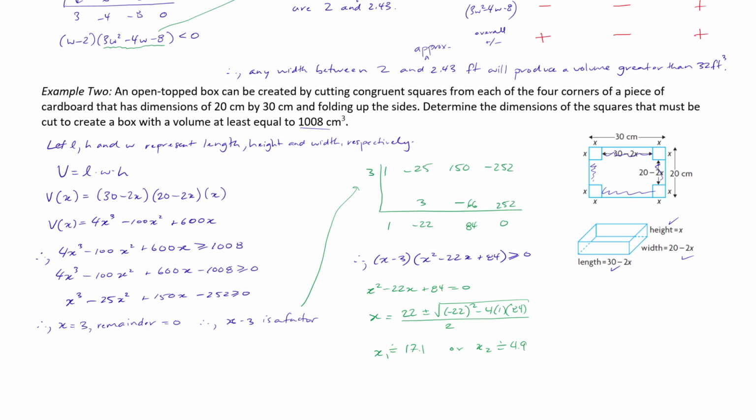Now, you have to look at both of these values. You might think originally, well, they're both positive, and x is a dimension, so this should work. Well, it doesn't. 17.1, if we multiplied that by 2, we should get 34.2. 20 minus 34.2 would give us a negative width, right? So we can't have that. So this would not work. That would produce negative dimensions. So even though it is positive, when we back substitute it into here, we would get negative dimensions, right? 4.9 works though, so that's okay. And the other x value that's okay is 3. 3 works as well.